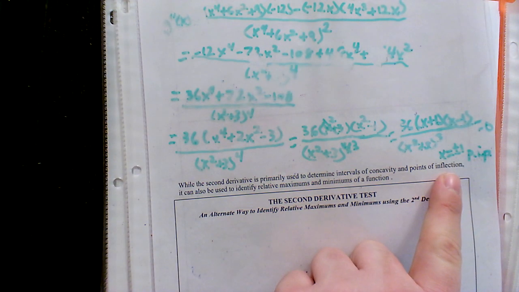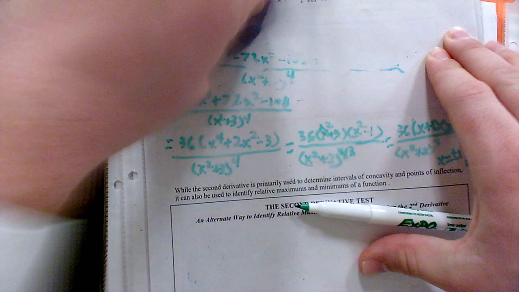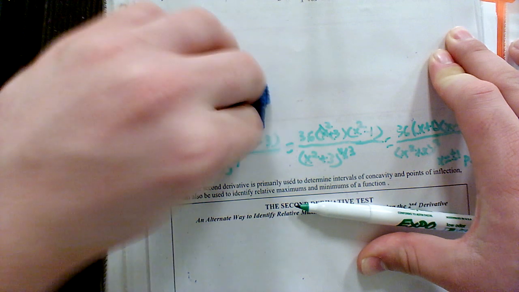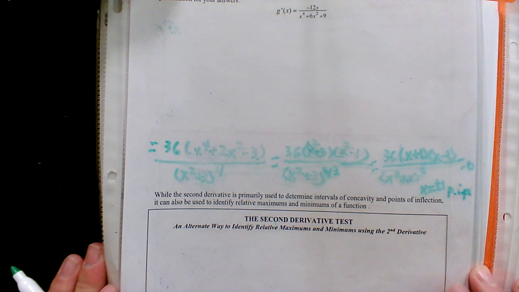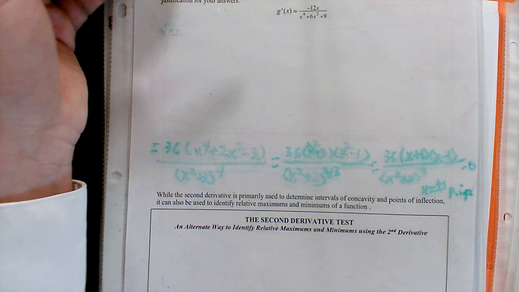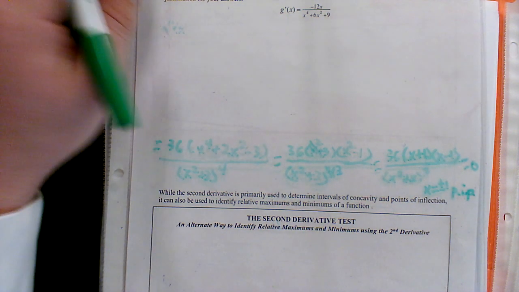Now, I'm out of room, so I'm going to erase this top part, but I'll leave this down here since we just solved for that, because we're not quite done yet. Okay, so we found possible inflection points. Now it tells us we want to find concave up, concave down, and possible points of inflection and justify our answer. So we need intervals.